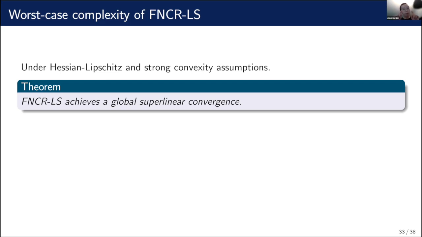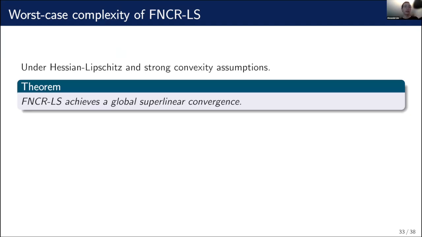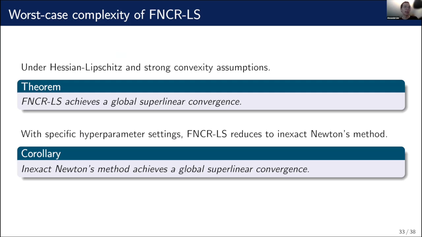Okay. Now, there's one little side note there. This particular superlinear convergence rate is not something only FNCR-LS can attain. It's actually a more generalized case, because FNCR-LS is actually a generalized version of the inexact Newton's method. So for particular settings of certain hyperparameters, FNCR-LS will reduce to inexact Newton or even the exact Newton. It depends on how you set the parameters. So this particular theorem actually applies to the inexact Newton. The inexact Newton's method also achieves a global superlinear convergence under this particular setting.